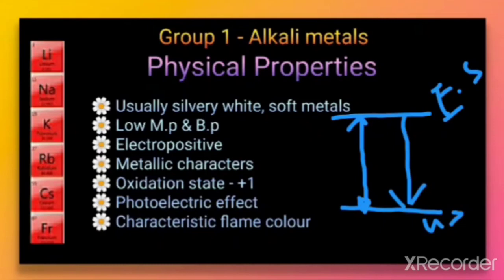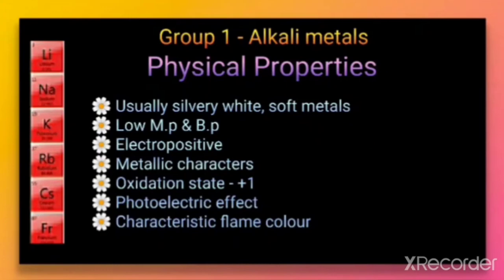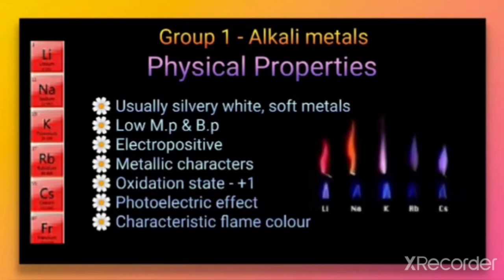So here two processes are taking place, that is excitation and then transition. That means coming back to its ground state is called transition. When it comes back to the ground state, it emits radiation in the visible region. Therefore, it gives a particular coloration. That is the coloration which is shown here. So this is one of the identification tests for these elements and their salts also.